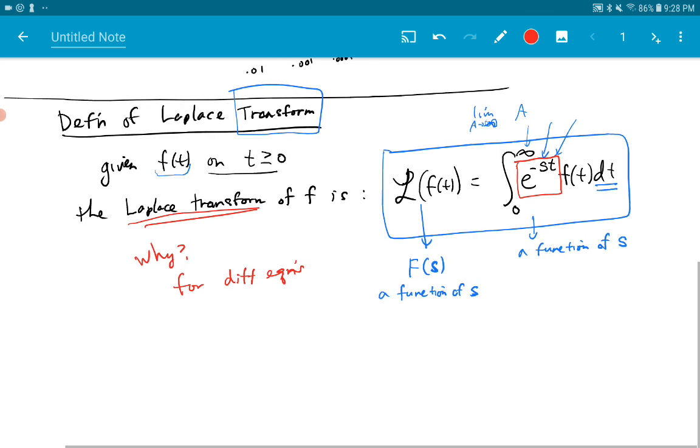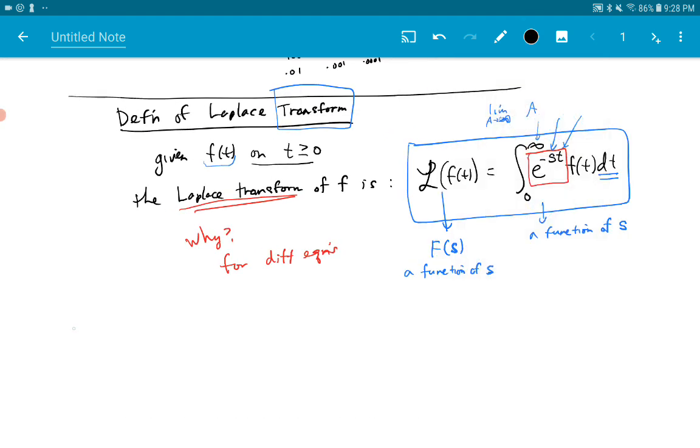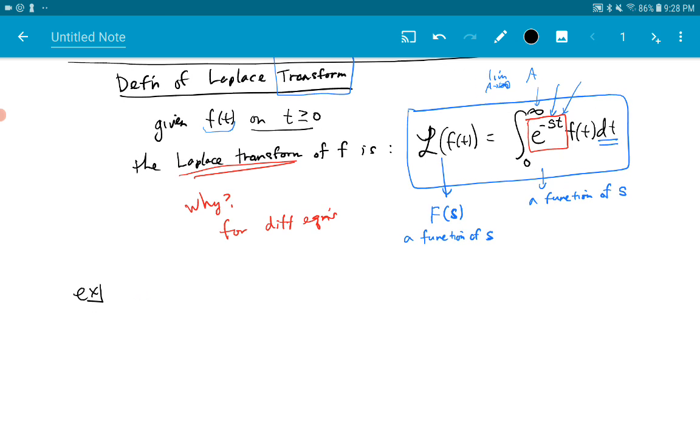All right, so let's compute some Laplace transforms of some key functions. Let's start simple. A really simple function is the function f of t equal to 1 everywhere. In fact, when we describe a function as being equal to a constant, we like to put that third line there because it just tells us it's equal to 1 for all values of t.